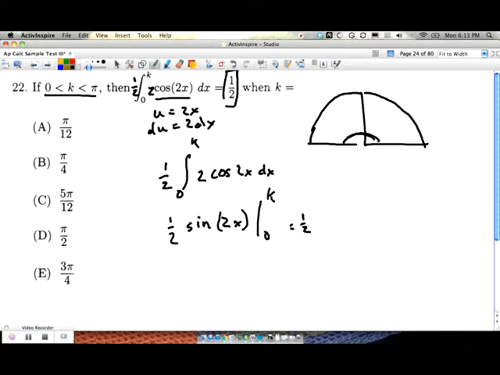Well, I know some algebra here that I can do right away before I even start plugging in k and 0. I see that this 1/2 is equal on both sides, so I'm going to multiply both sides by 2. So that's asking me that sine of 2x from 0 to k is actually going to equal 1. Sine of 0 equals 0, so it's going to be minus 0. But the top, when I plug that in, it's going to say sine of 2k minus 0 equals 1.